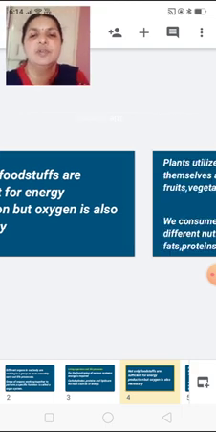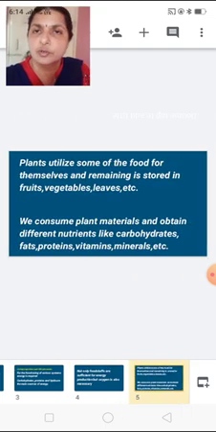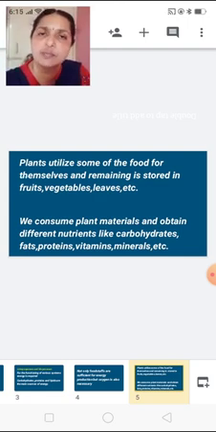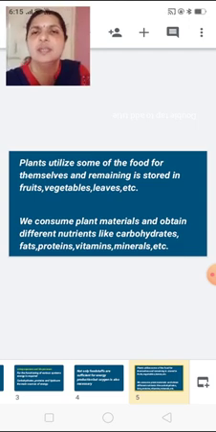Then we also learned that plants produce the food. Plants produce fruits, vegetables, etc., and they utilize some of the food for themselves, and the remaining is stored in the fruits, vegetables, leaves, etc. And when we consume them, then what do we get?